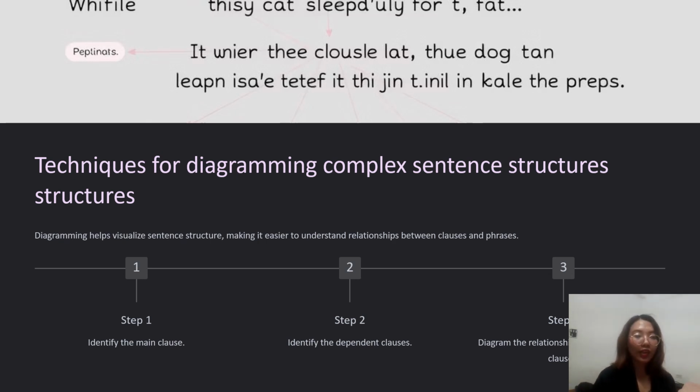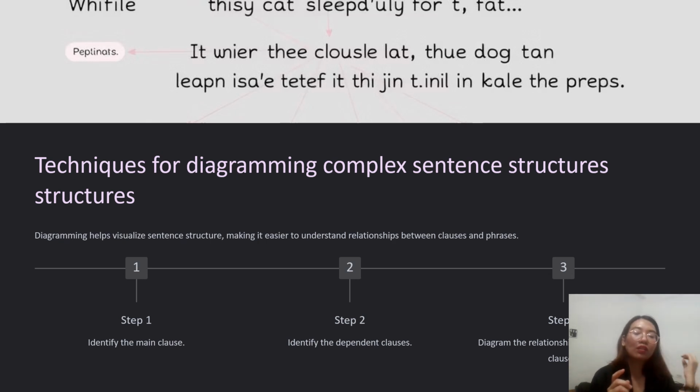Diagramming a complex sentence structures and helps you visually understand the relationship between the main clause and the subordinate clause. Subordinate clause means dependent clause, I have already mentioned that before. In step number 1, it's given how to identify the main clause. So here we need to do this.